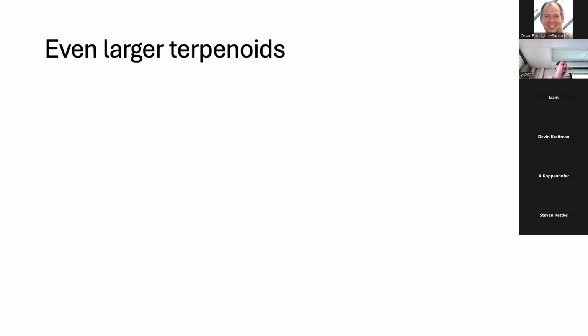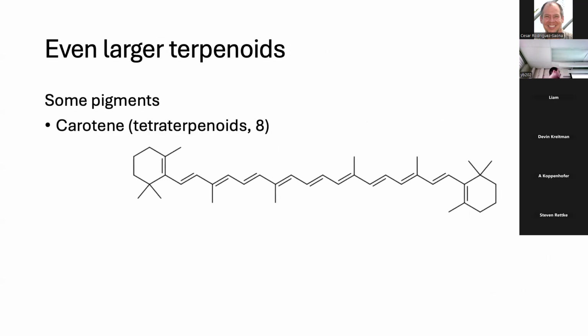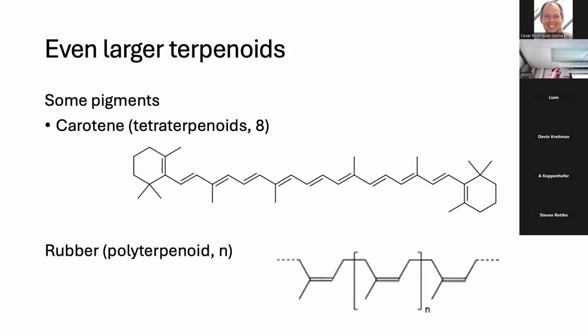And these terpenoids are only getting larger. Some terpenoids are so big, such as carotene, which is a tetraterpenoid, eight copies of isoprene units, and even bigger becomes rubber, which is a polyterpenoid, which is just lots and lots and lots of isoprene units. The bigger they get, the heavier they get, the more rubbery they get, but they could also be pretty toxic.